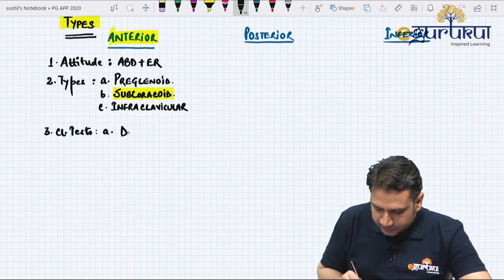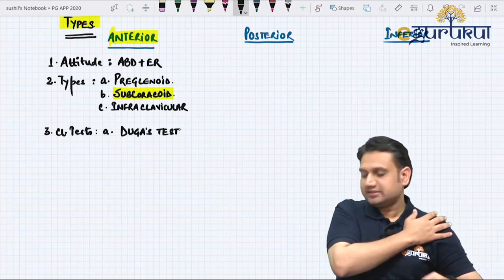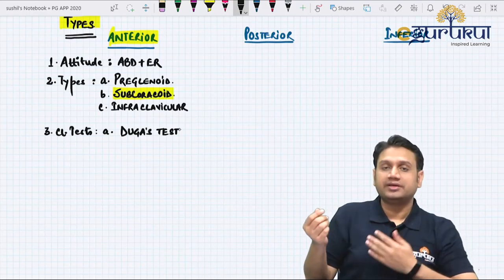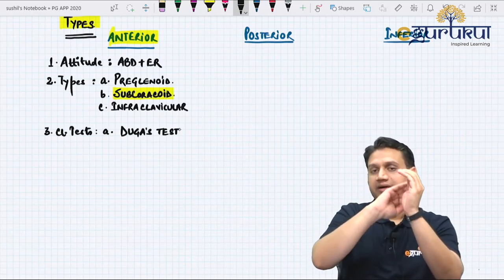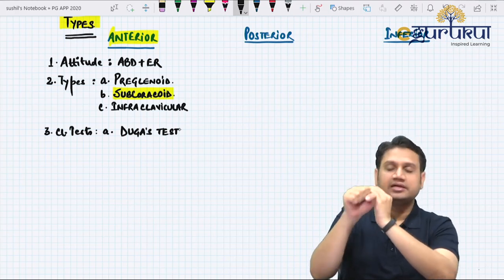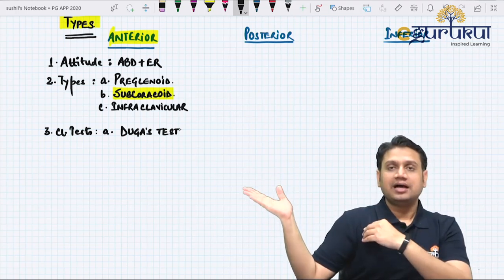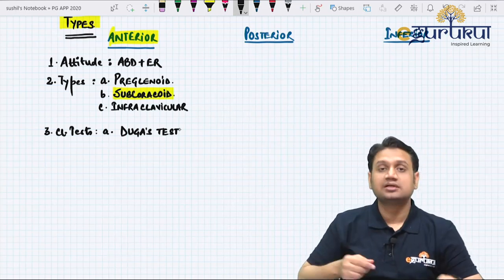Number 3, the clinical tests which are done for anterior dislocation of the shoulder. Number 1 is Dugas' test. In Dugas' test, we ask the patient to keep the hand on the opposite shoulder. When there is an anterior dislocation, the head of humerus is going in front, anteriorly. That means the head is stuck like that. Ask the patient to touch the opposite shoulder, he won't be able to do so. That is Dugas' test, number 1.